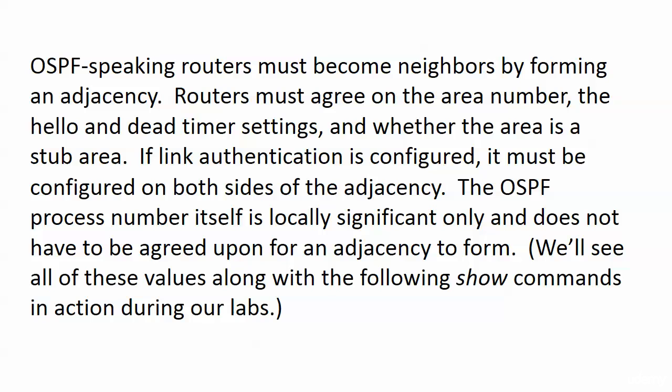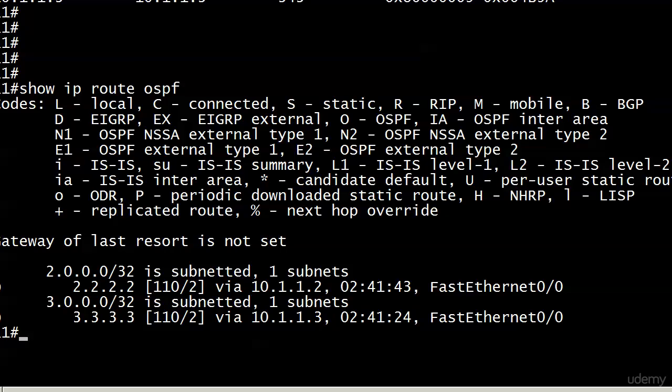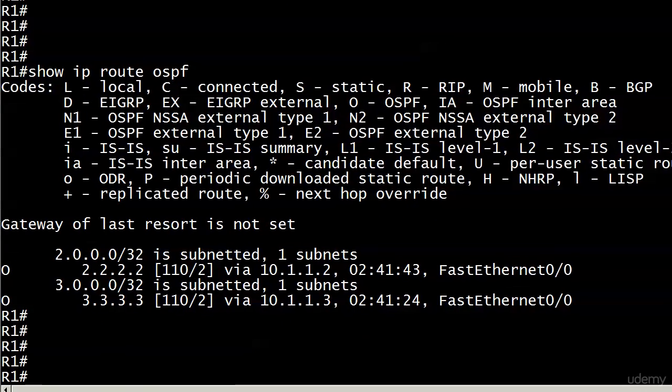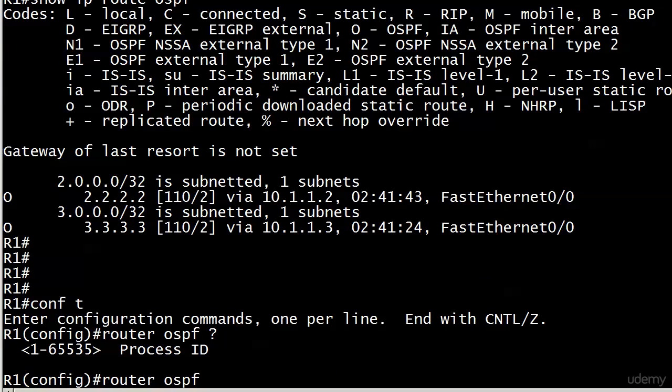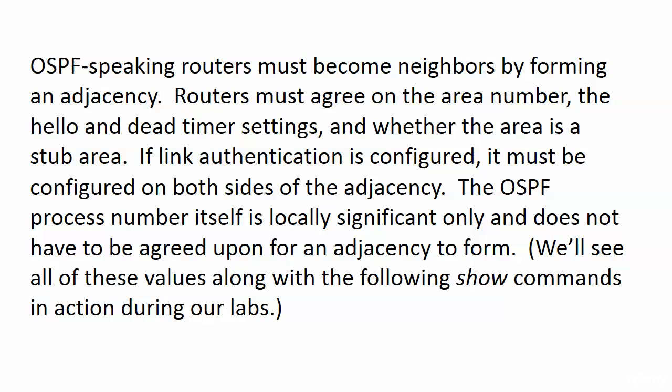If we have set up any kind of link authentication, then as you would expect, it has to be configured on both sides of the adjacency. Now this process number we're talking about here, I'll actually show you exactly where that comes in. It comes in at the very beginning of our config. You're likely familiar with a command like router ospf 1 or 4 or something like that, but that number right there is the process ID. This number does not have to match between potential OSPF neighbors. It's locally significant only. For that reason, it doesn't have to be agreed upon for the adjacency to form, because the downstream router isn't even going to know what the local router is using for a process number.